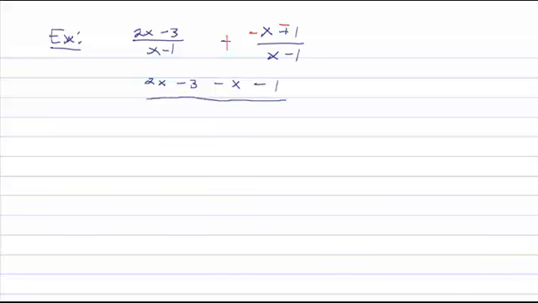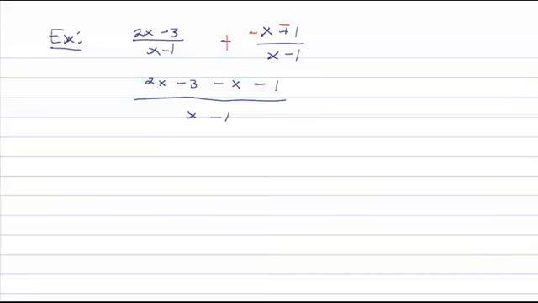In this example, we have (2x - 3)/(x - 1) minus (x + 1)/(x - 1). Again, you should pause the video now and then come back when you've completed this problem and compare. So we have subtraction. We're going to change it to addition and change all the signs in the following numerator. And now we're ready to add our numerators and keep the common denominator.